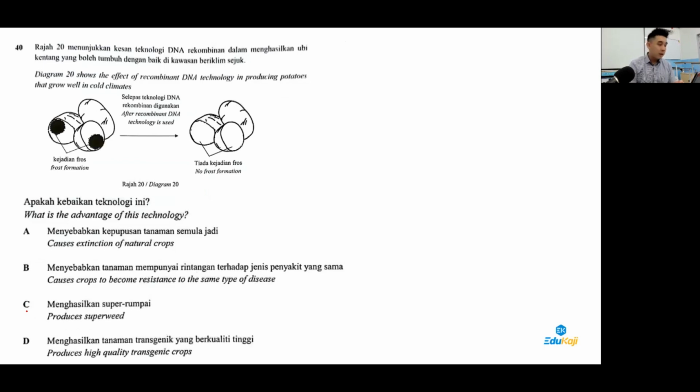Okay, guys, finally one last question. Advantage of using recombinant DNA. If you are familiar with biotech, we always want to improve and make something better. Definitely not to cause the extinction of natural crop. Super wheat, rumpai is not good. Why you want to create super wheat? Resistant no. Answer is donkey.